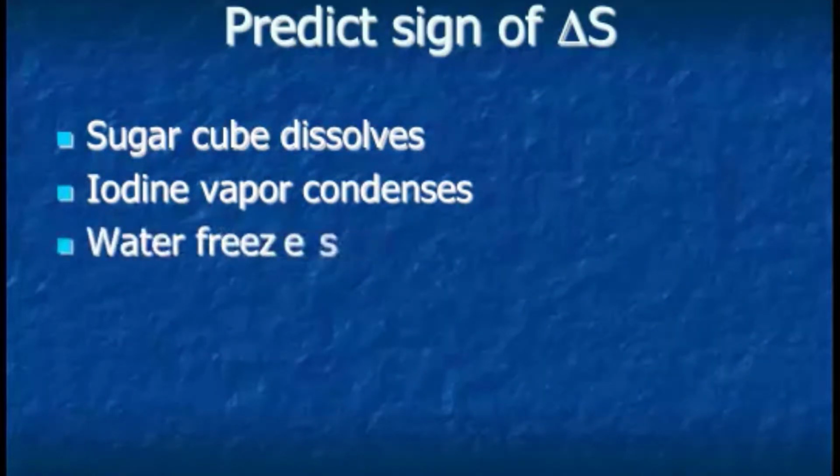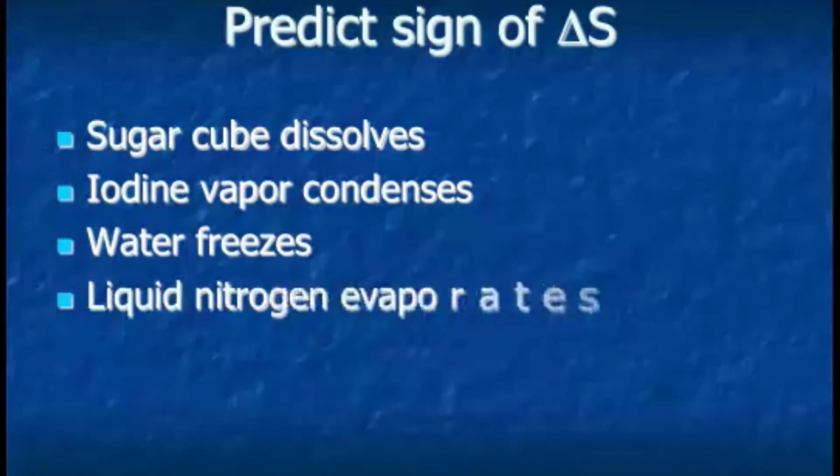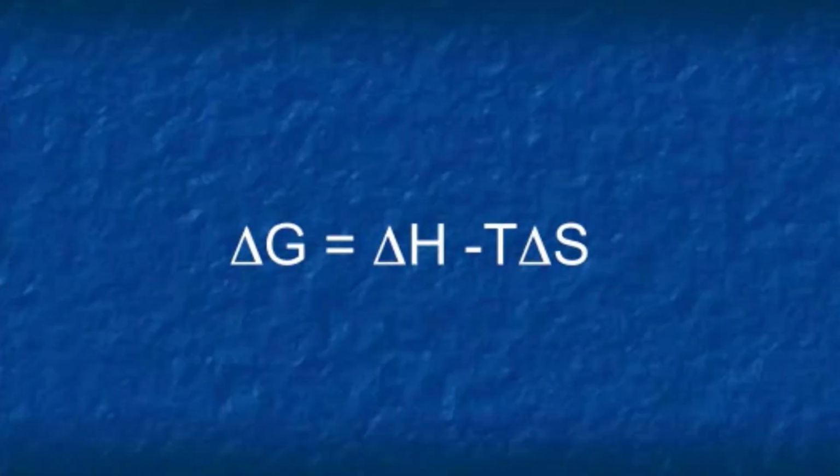Negative. Negative. You're turning a liquid into a solid, so it's more orderly. Liquid turns into a gas. Positive. Then the last one is a function of Gibbs free energy.